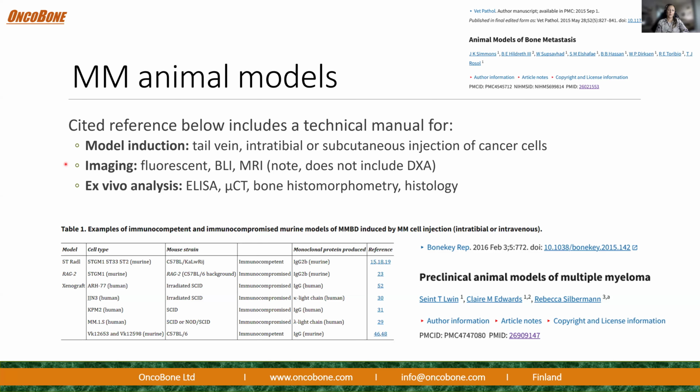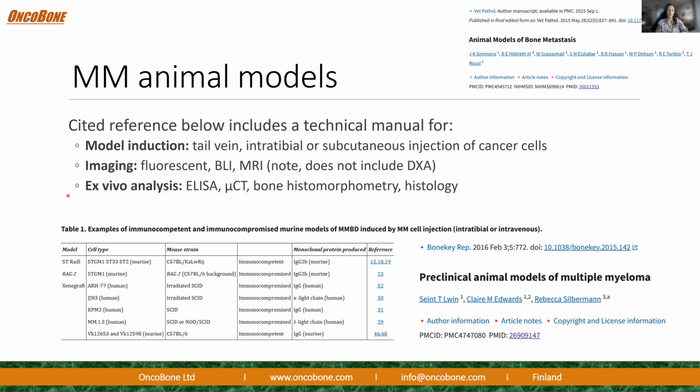In regards to ex vivo analysis, you can do ELISA. So, for example, measure M protein or paraprotein, which is the counterpart in animals, to assess the tumor burden. And on the bone side, you can, for example, do micro-CT imaging and bone histomorphometry and histology.